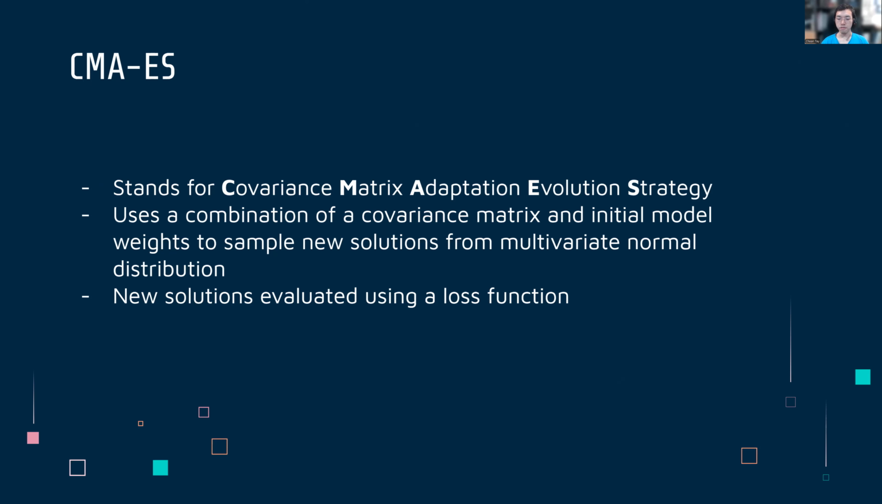The main idea of CMAES uses a combination of a covariance matrix and the model's initial weights to find a new optimal solution from a multivariate normal distribution. These solutions go through a loss function to be evaluated, which in the case of my implementation is a mean squared error loss function.